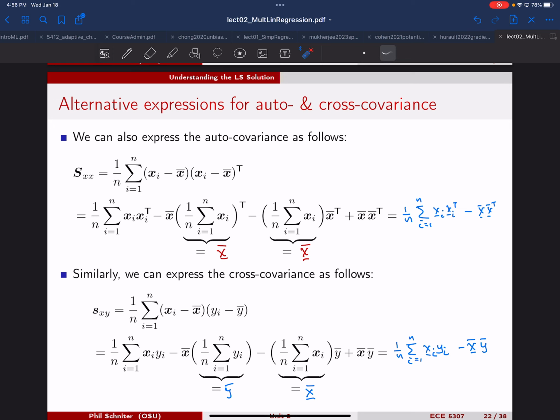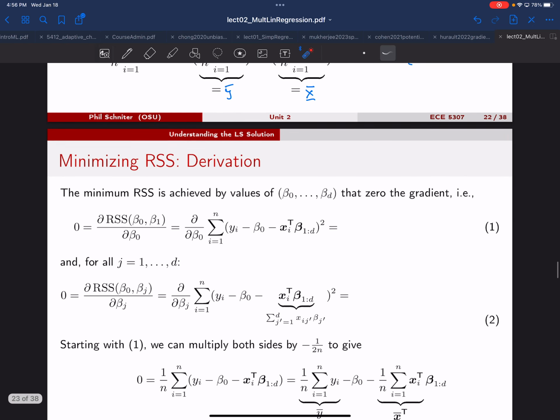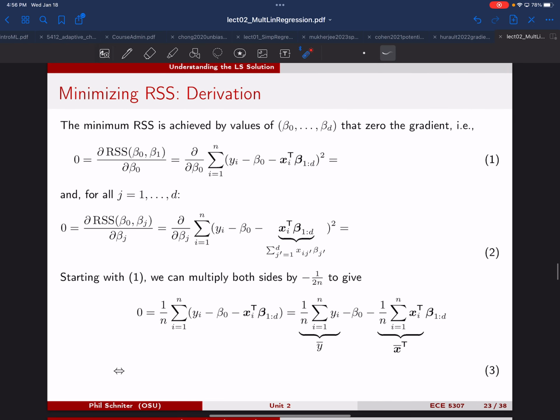Okay, is everybody okay with these expressions? Okay, so then we're ready to do the derivation. As usual, our objective is going to be to set the partial derivatives of RSS to 0. But now we're going to handle the partial derivative with respect to beta 0 differently from the others because it is acting in a different way.